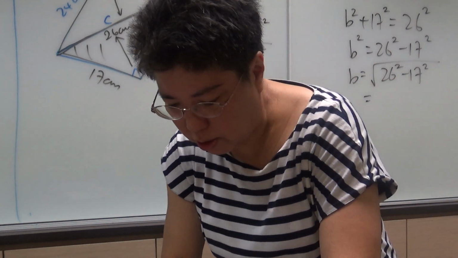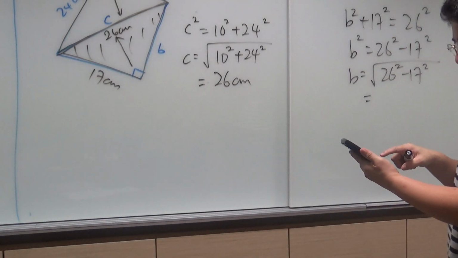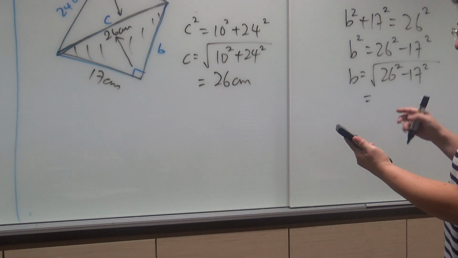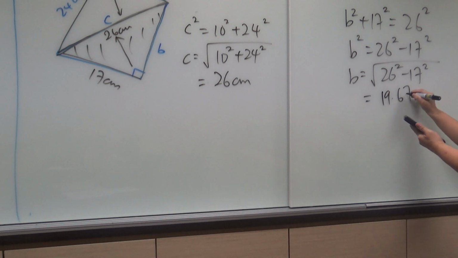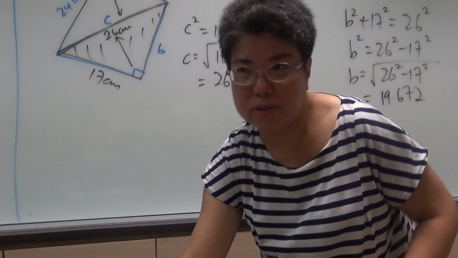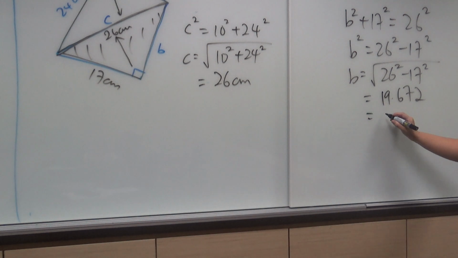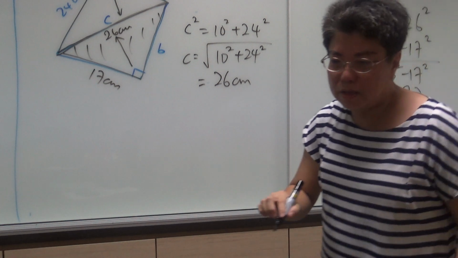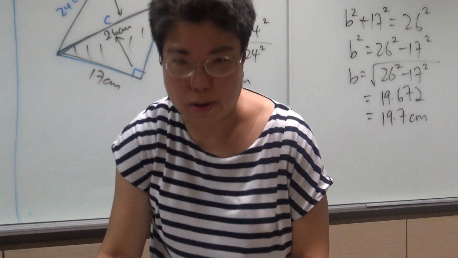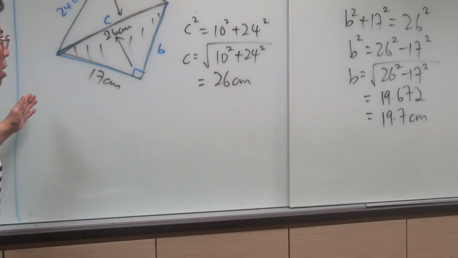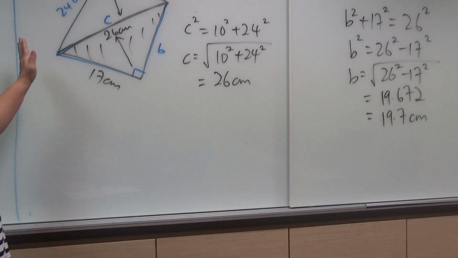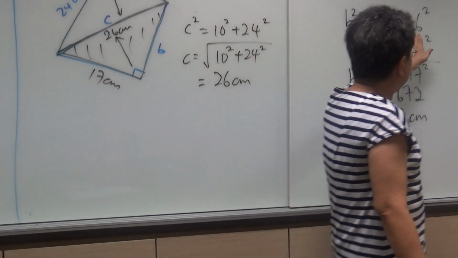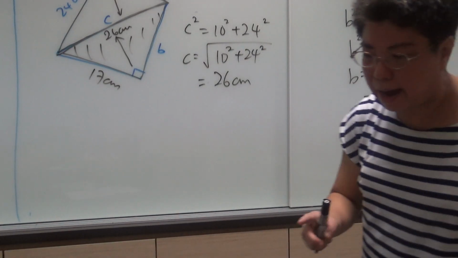So if you press your calculator, this will be 19.672. If you give it to 3 significant figures, it's 19.7 cm. So you have gotten the two unknowns as well. Take a look at these two examples, and see how I present my answer. Take note, the hypo must always be alone on one side.